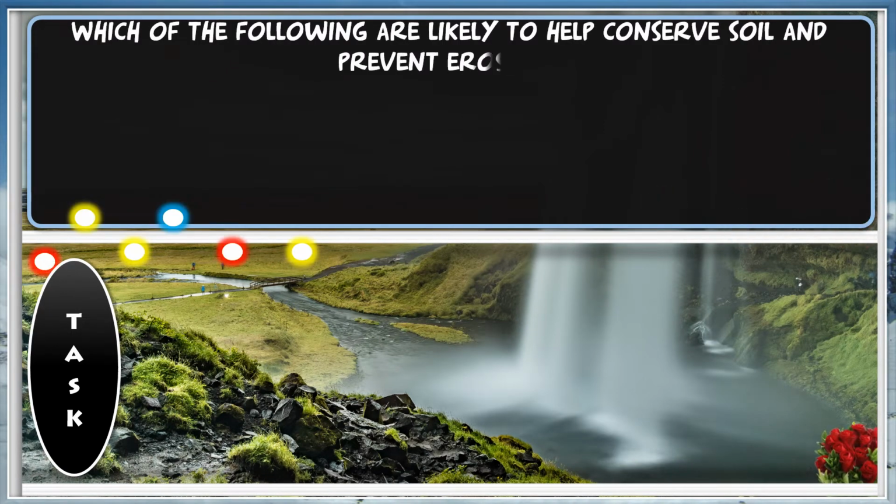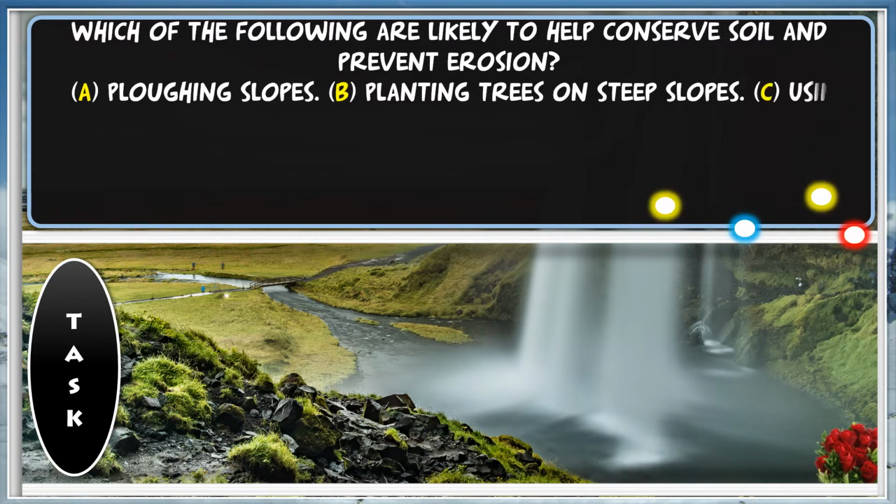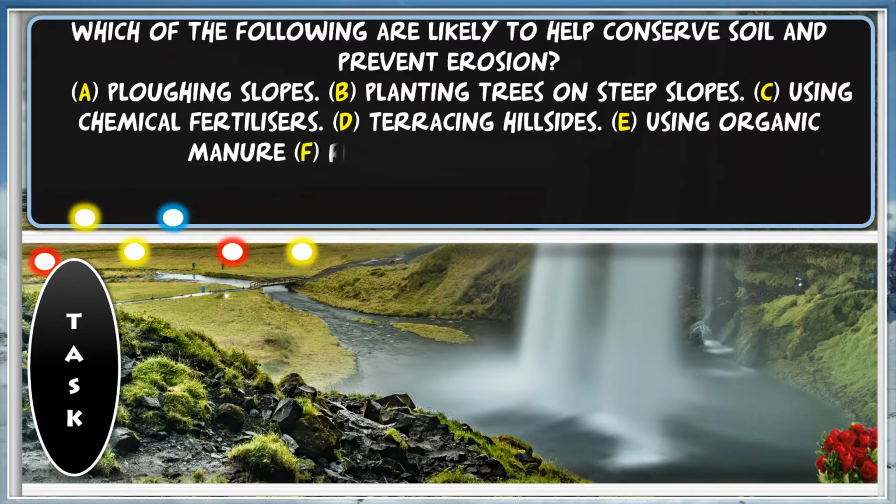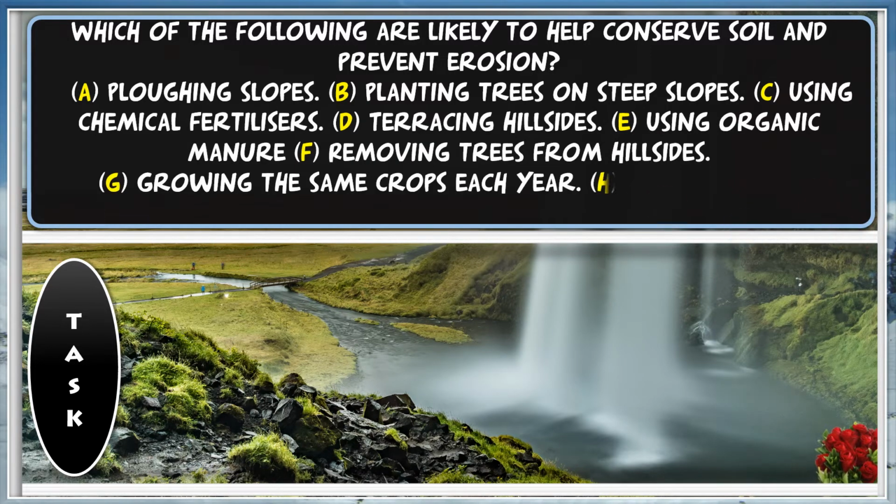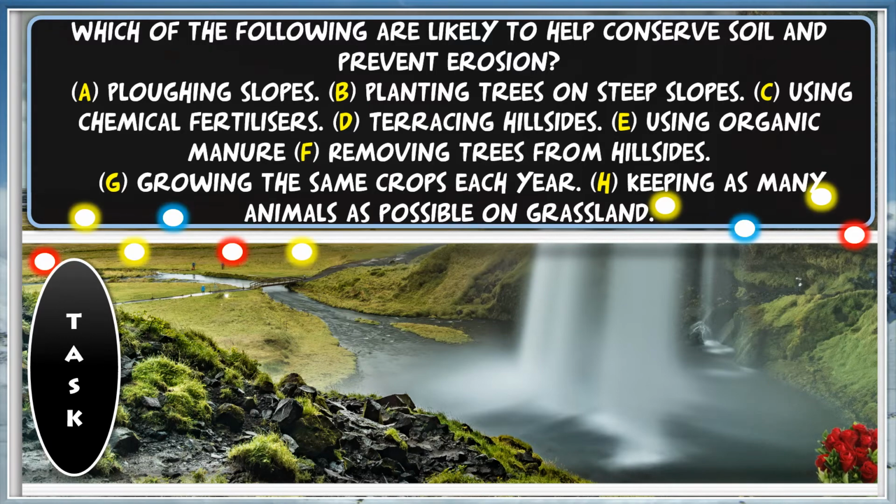Which of the following are likely to help conserve soil and prevent erosion? A. Plowing slopes. B. Planting trees on steep slopes. C. Using chemical fertilizers. D. Terracing hillsides. E. Using organic manure. F. Removing trees from hillsides. G. Growing the same crop each year. H. Keeping as many animals as possible on grassland.